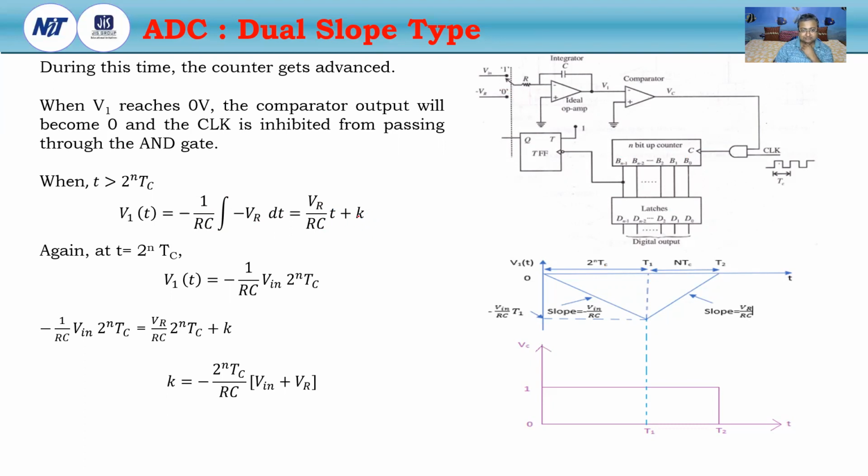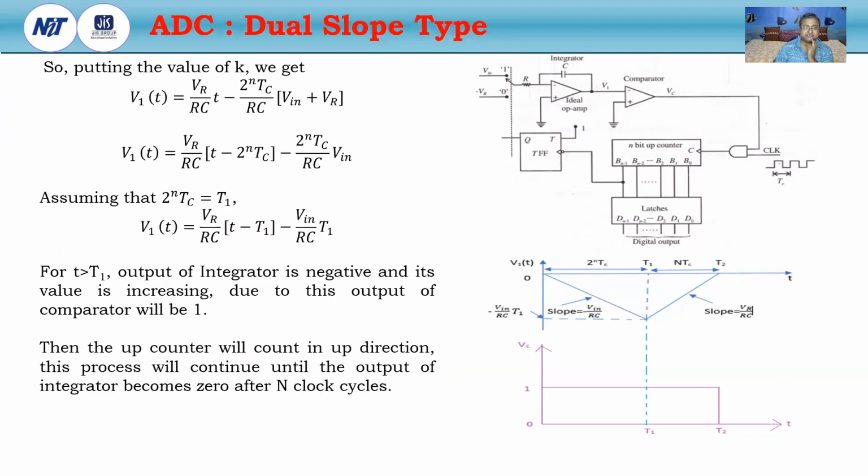Where T is equal to 2 to the power of n Tc, V1(T) is equal to minus 1 by RC into Vin into T. So if we compare these two equations, then we will get the value of K. Now put the value of K in this equation. Then we will get V1(T) is equal to Vr by RC into T minus 2 to the power of n Tc by RC into Vin plus Vr.